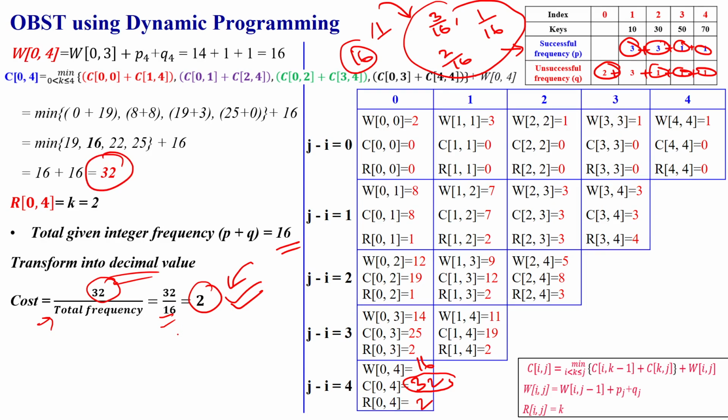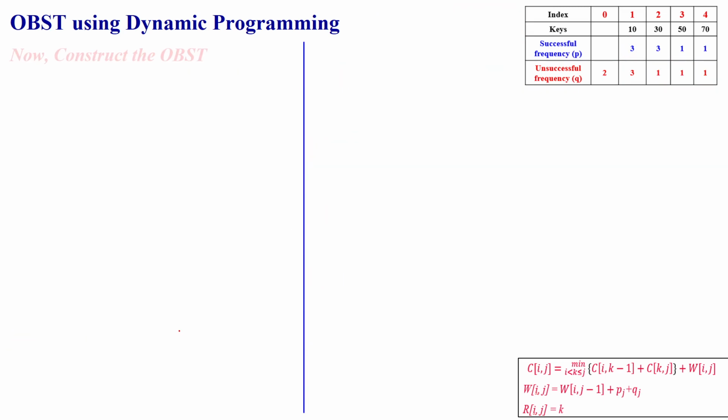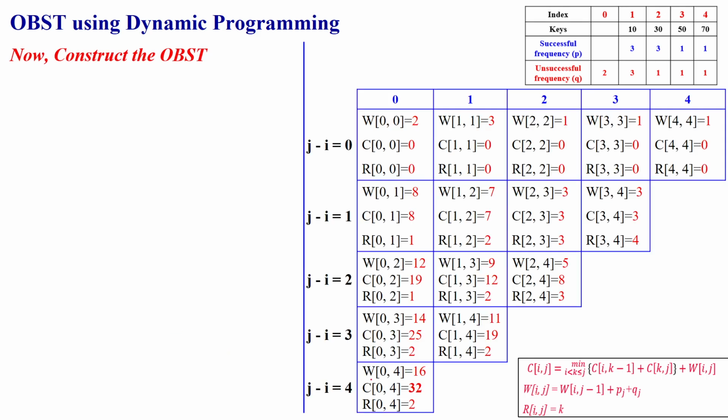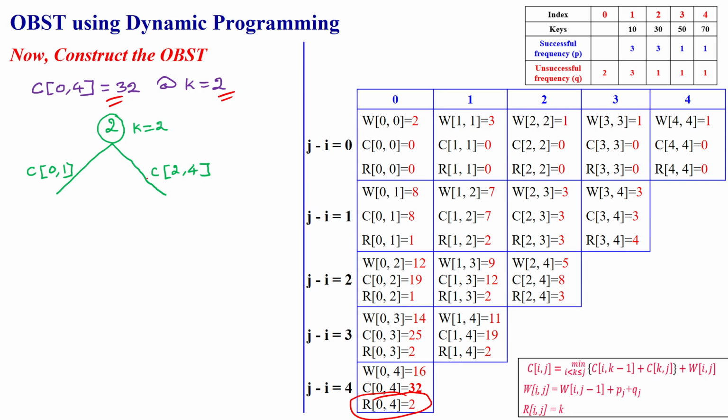So now we have constructed the table and found the solution. How do we construct the optimal binary search tree? For constructing the binary search tree, we have to utilize the table. So when you are utilizing the table, you see we will get this one: c of 0 comma 4 is 32, at k value 2. So 2 will be the root now.